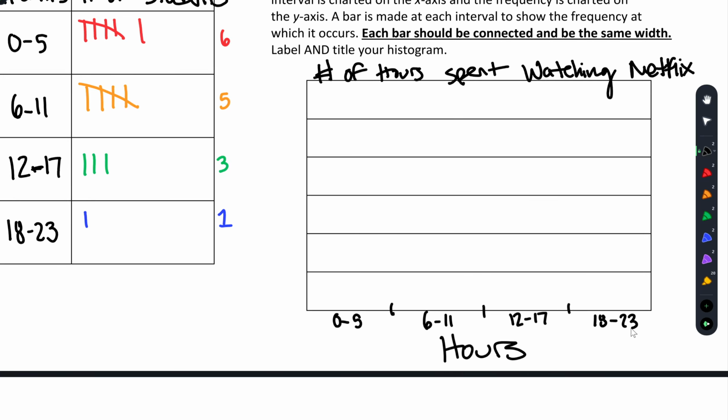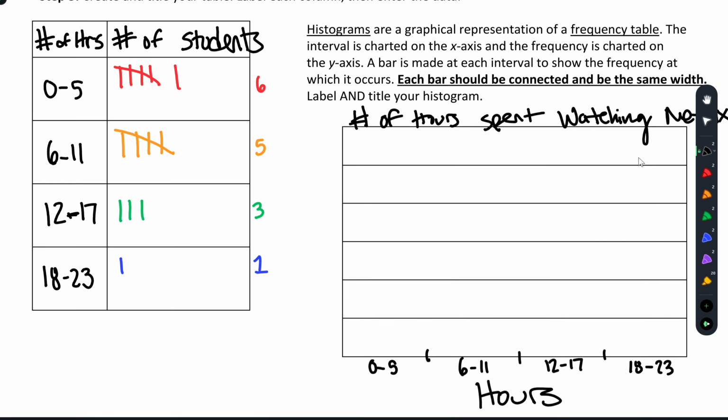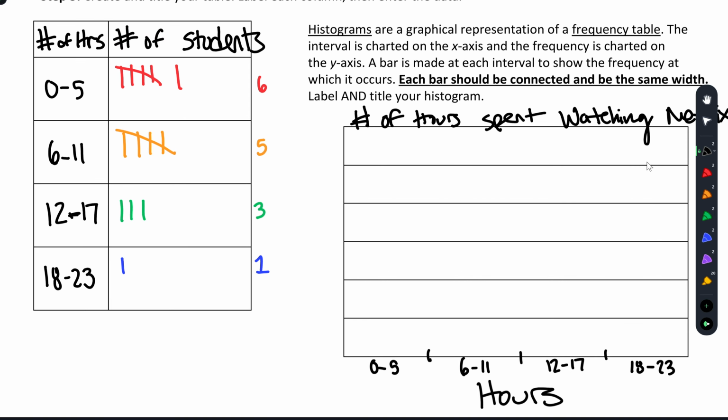Then I need to label the side as well. It's going to be the same. It's going to match this frequency table. So if I have hours, then I also have number of students. And it only goes up to a 6. So I just need to go 1, 2, 3, 4, 5, 6. Got all of our labels?